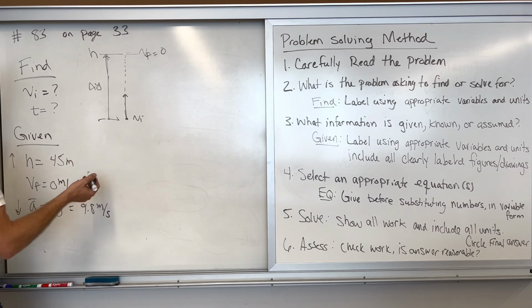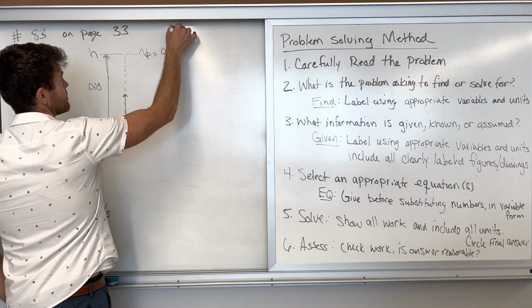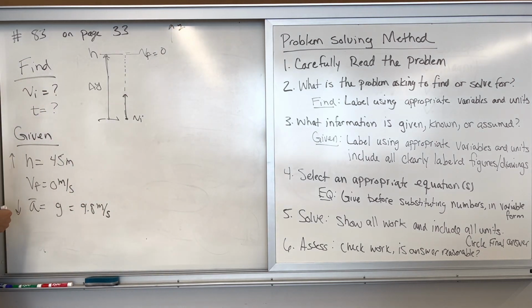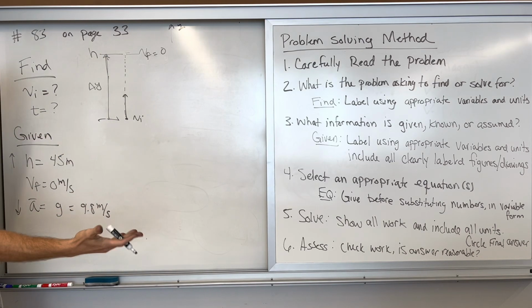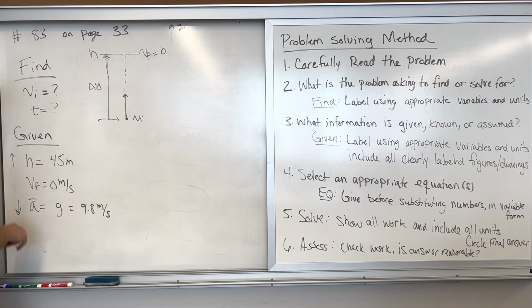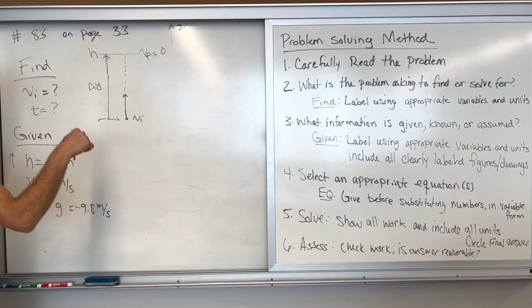So we're going to define a coordinate system. Let's say up is the positive y direction. So that means h is positive. The final velocity is 0, so it doesn't have a sign. Our acceleration should be negative because it's downward.